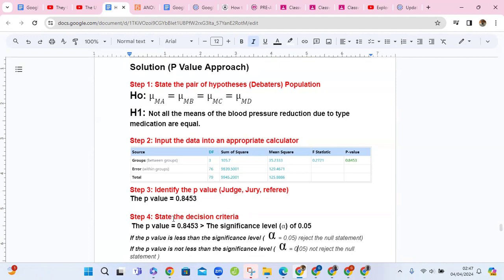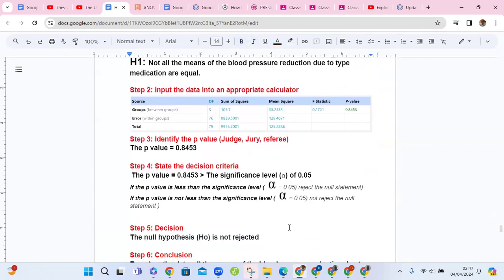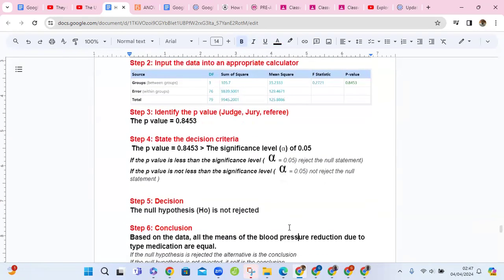Now our p-value is 0.8453, which is greater than the significance level of 0.05. So therefore the decision is not to reject the null. If the null is not rejected, then we have to conclude that based on the data, all the means of the blood pressure reduction due to medication are equal. The difference, if there is any, is not significant. That's what we are concluding.